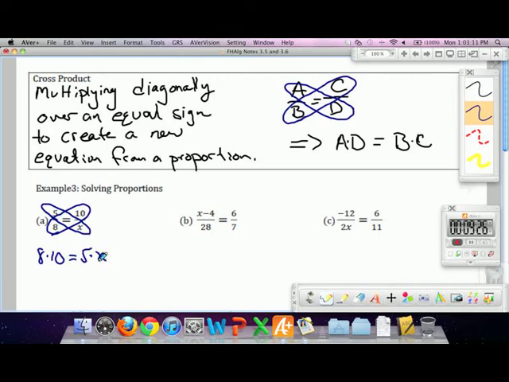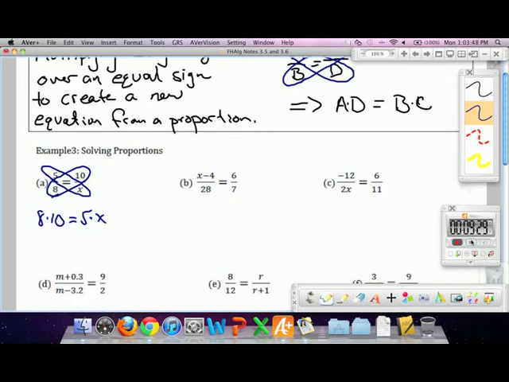just like we've done in the past. So combine like terms or simplify. So you get 80 equals 5x. Get x by itself by dividing by 5. 80 divided by 5 is what? 16.